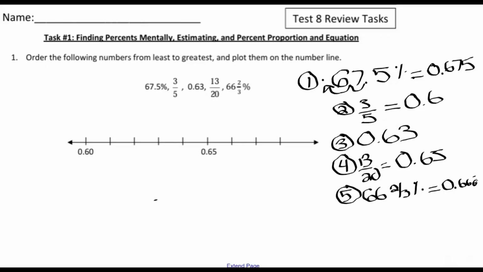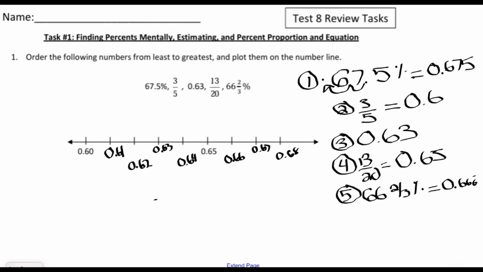Now when we look at the number line, I see that there's a 0.60 here, and there's a 0.65 over here. I'm just going to count how many spaces are in between them. 1, 2, 3, 4. In order for me to get to the last one, it's 5 units over. So I can automatically assume that each of them is going up by 0.01. So the next few numbers I'm going to fill in. So let's start. Number 1, which is known as 0.675.